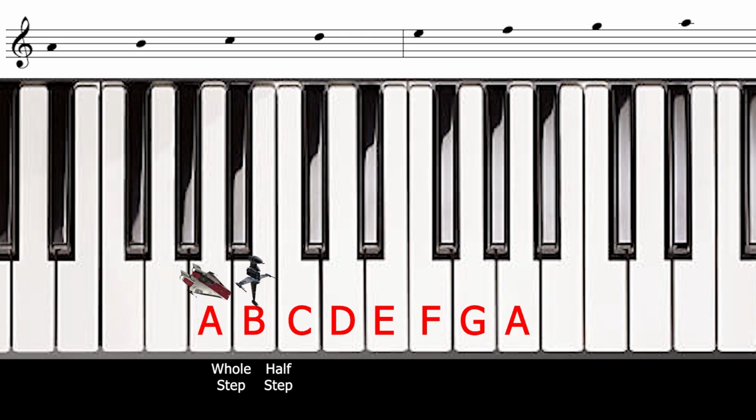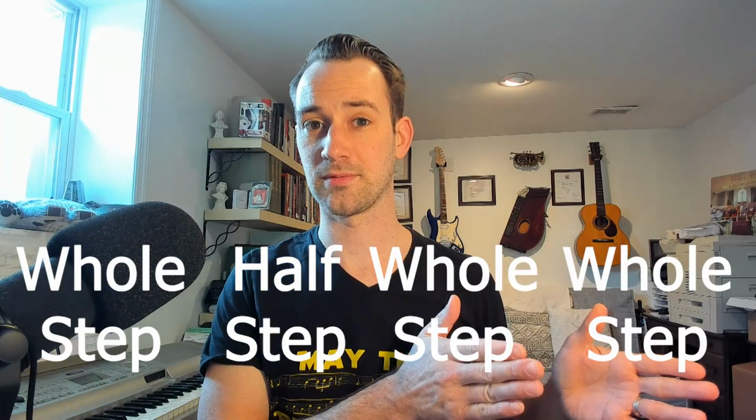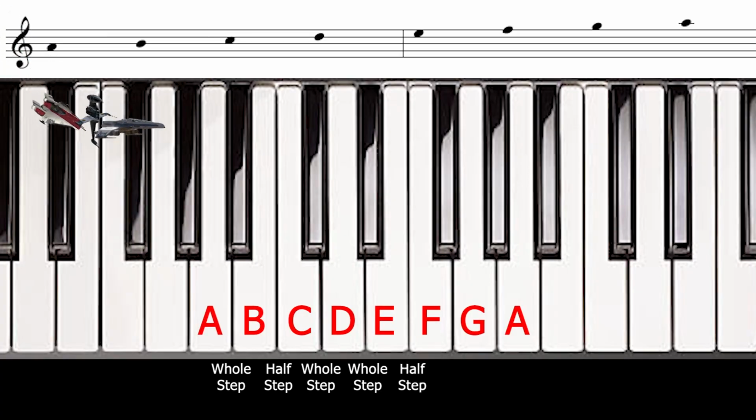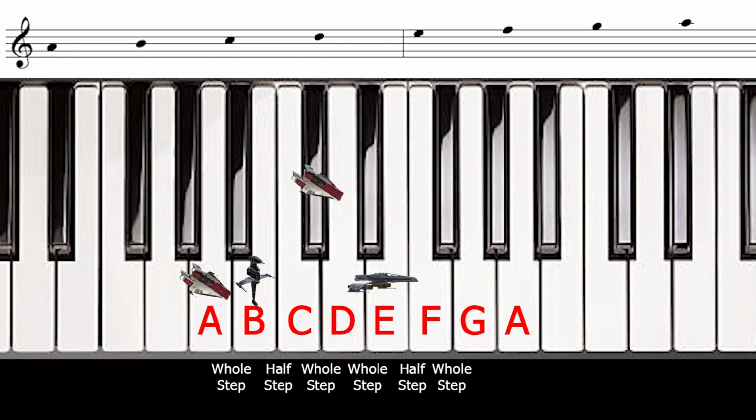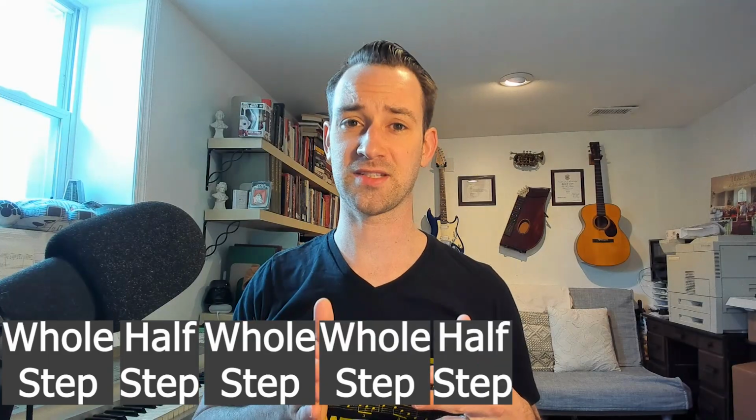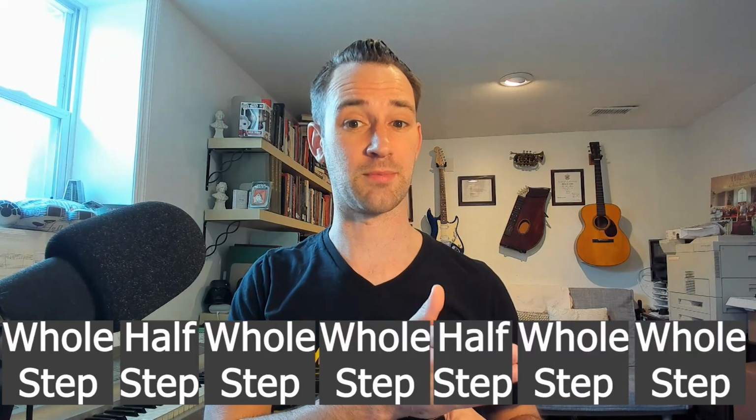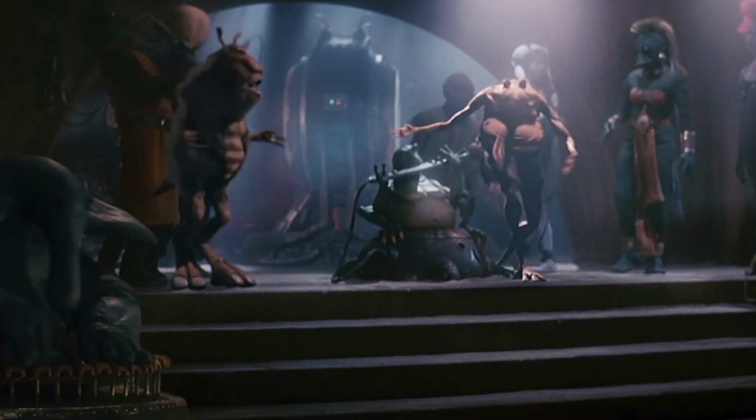Then, from C to D, we move by a whole step, and from D to E, we move by a whole step. So far, we have whole step, half step, whole step, whole step. Then from E to F, we move another half step. Then from F to G, we move a whole step, and from G to A, we move a whole step. So our complete list of intervals in a natural minor scale is whole step, half step, whole step, whole step, half step, whole step, whole step. Or if you prefer thinking about it in numbers, 2, 1, 2, 2, 1, 2, 2.